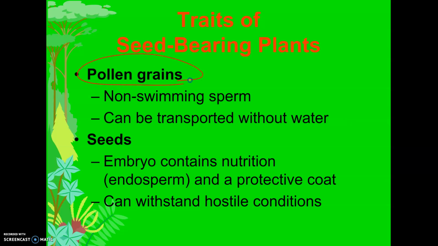Okay, and that brings us to our seed plants, which have a major, major, major advancement, and that is pollen. So pollen is actually non-swimming sperm. Inside pollen grains are sperm, but guess what? They don't have to have water for that sperm to get to eggs. It's a non-swimming sperm that can be carried by birds, insects, bees, the wind.